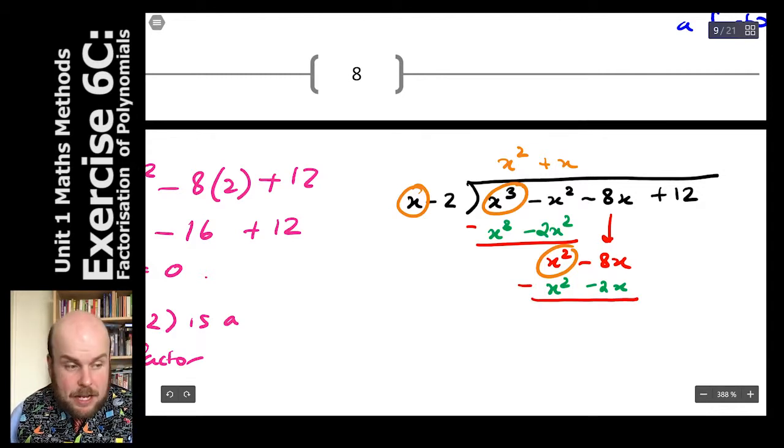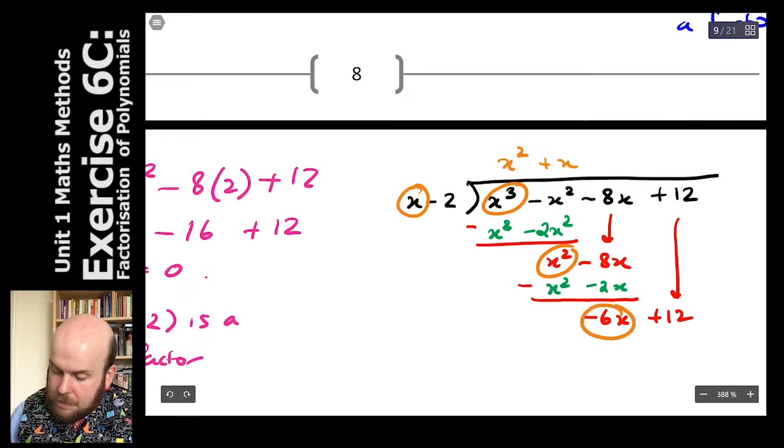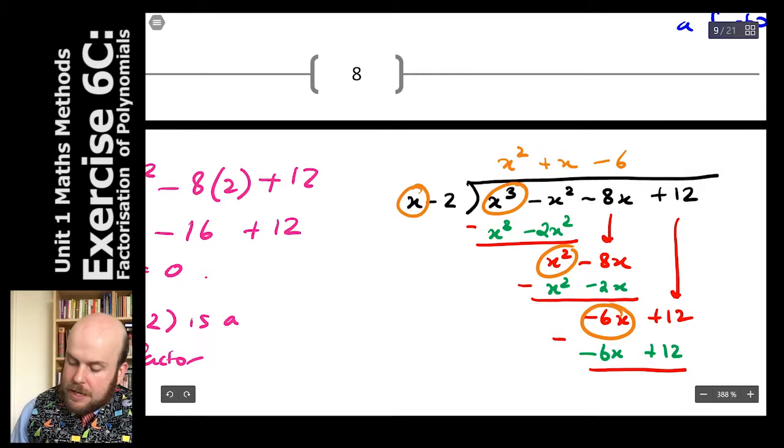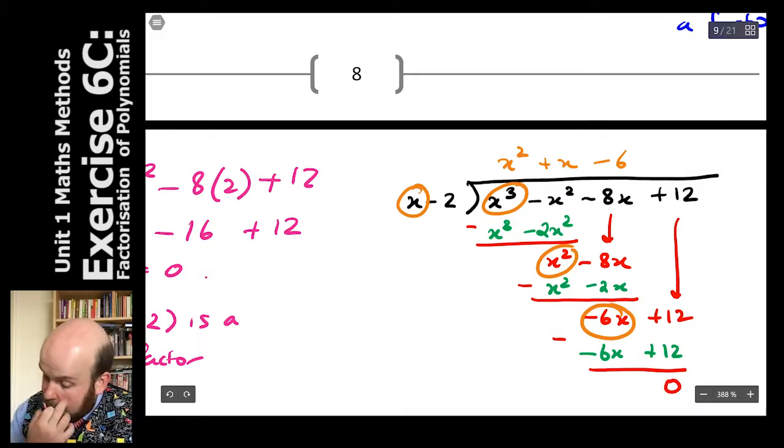So x squared take away x squared is going to become 0. Negative 8x minus negative 2x: 2 minuses make a plus. That makes it negative 6x plus 12. And then negative 6x divided by x is going to make that negative 6. Negative 6 times x is negative 6x. Negative 6 times negative 2 is positive 12. Negative 6x minus negative 6x is 0. 12 take away 12 is in fact 0.